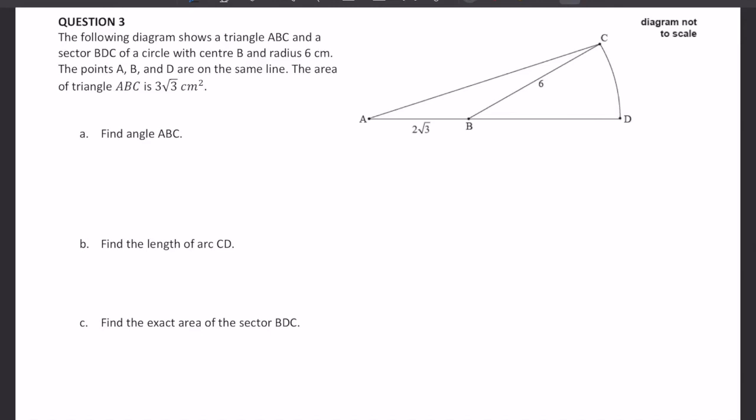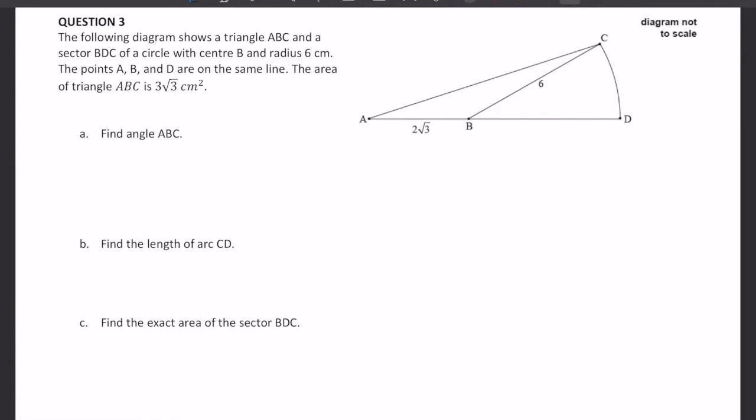So question 3, the following diagram shows a triangle ABC and a sector BCD of a circle with center B and radius 6 centimeters. The points A, B, and D are on the same line. The area of the triangle ABC is 3√3 centimeters squared. So question A says find the angle ABC.